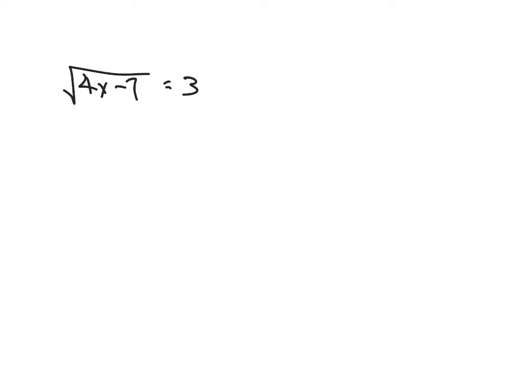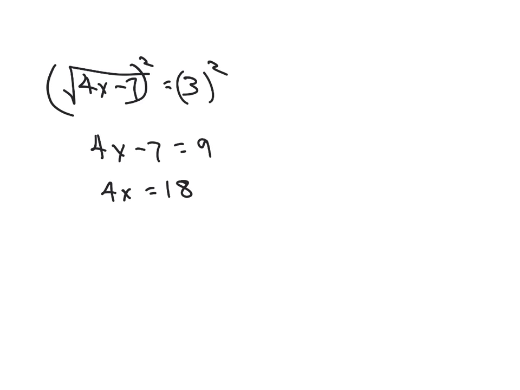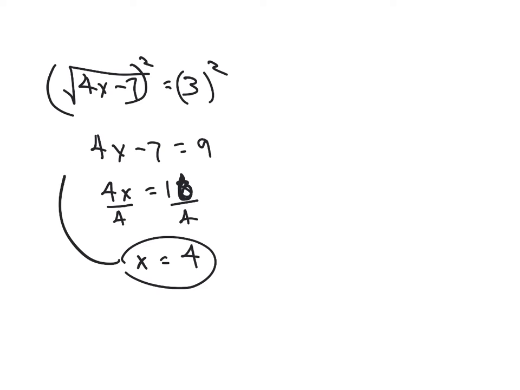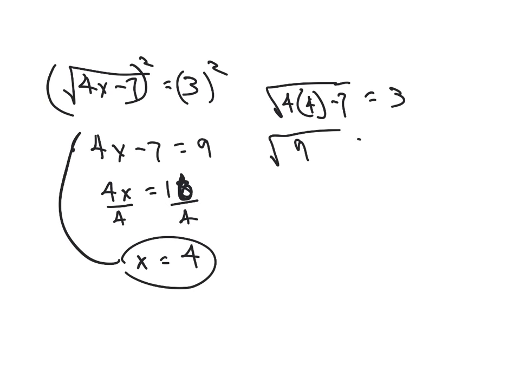Okay, so again, we square both sides, gets rid of the radical, add 7 to both sides. Oops, I'm sorry. That's a 16, isn't it? Okay, divide by 4, x equals 4. Now let's take that and put it back in the original problem. Square root of 4 times x, which was 4, minus 7 equals 3. 4 times 4 is 16. 16 minus 7 is 9. Does that equal 3?